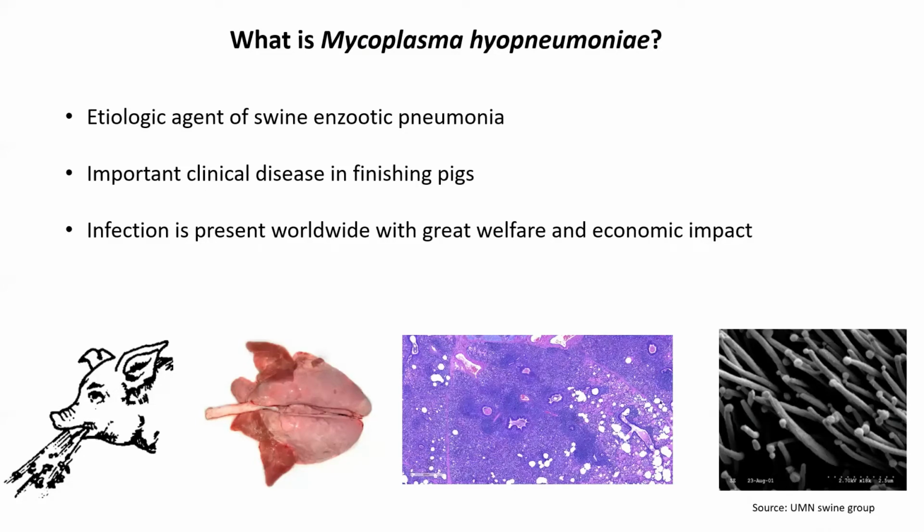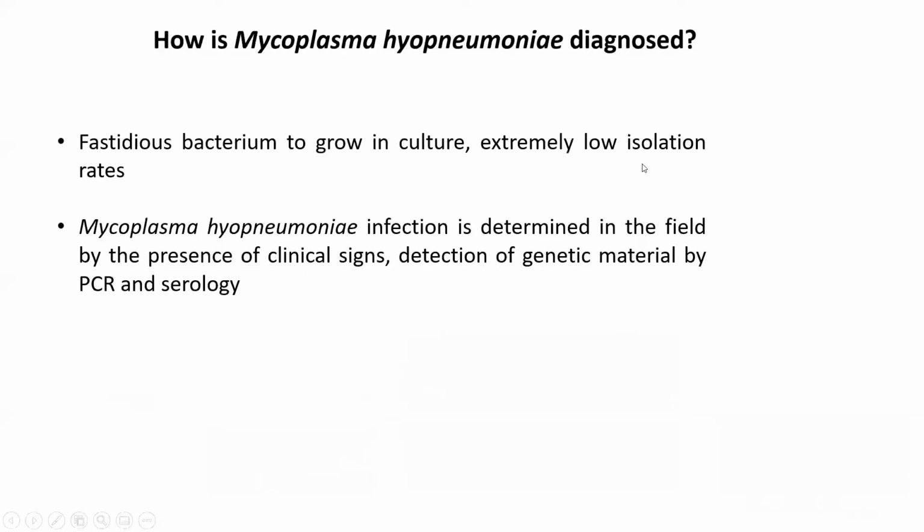At the far right, at the highest magnification using electron microscopy, we see that all this trouble is caused by these very tiny round bacteria that attach to the cilia, destroying them. So now that we know that mycoplasma is a problem, how do we diagnose it? The most important idea here is that unlike other bacterial pathogens, Mycoplasma hyopneumoniae is very fastidious to grow in bacterial culture. So culture is not routinely performed as a diagnostic tool.